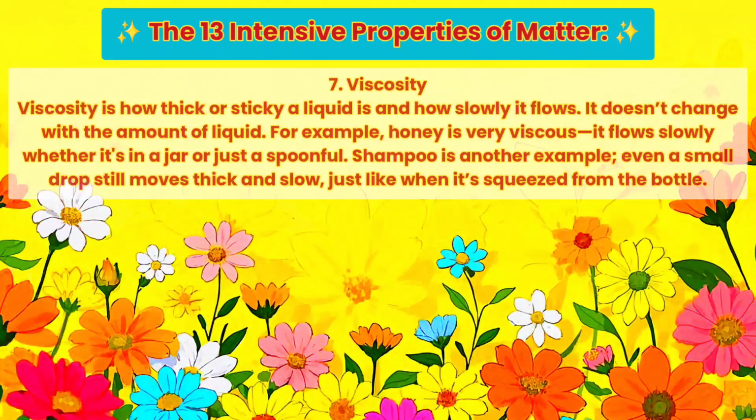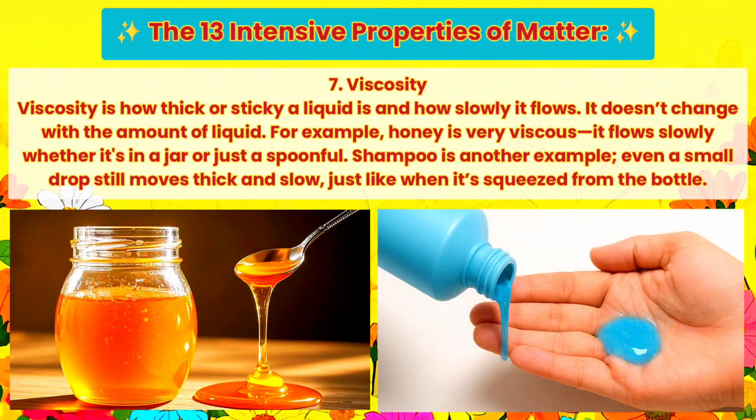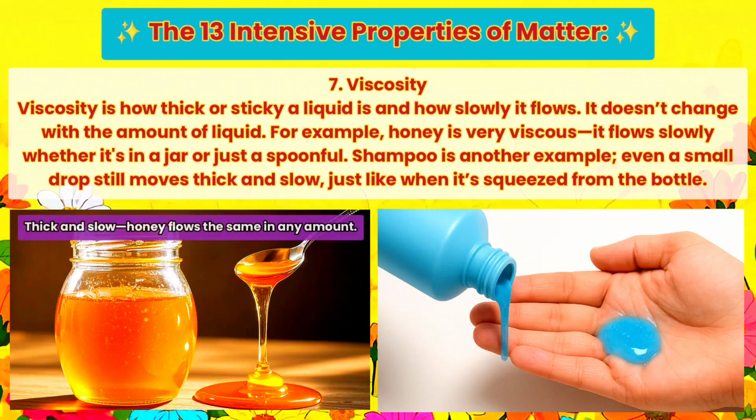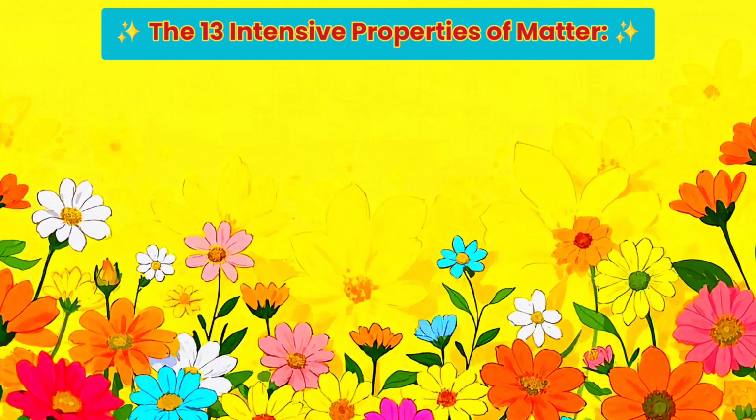Number 7, viscosity. Viscosity is how thick or sticky a liquid is and how slowly it flows. It doesn't change with the amount of liquid. For example, honey is very viscous. It flows slowly whether it's in a jar or just a spoonful. Shampoo is another example. Even a small drop still moves thick and slow, just like when it's squeezed from the bottle.